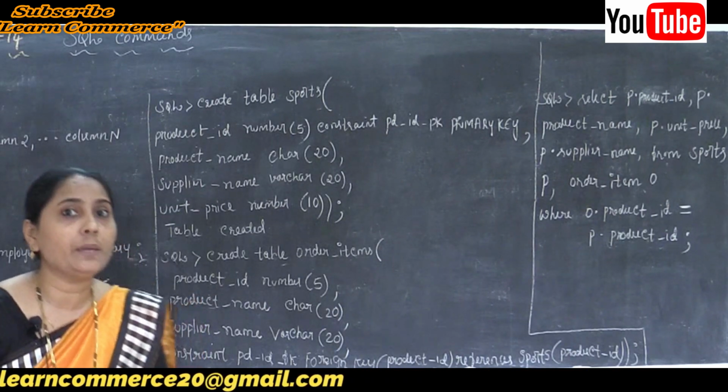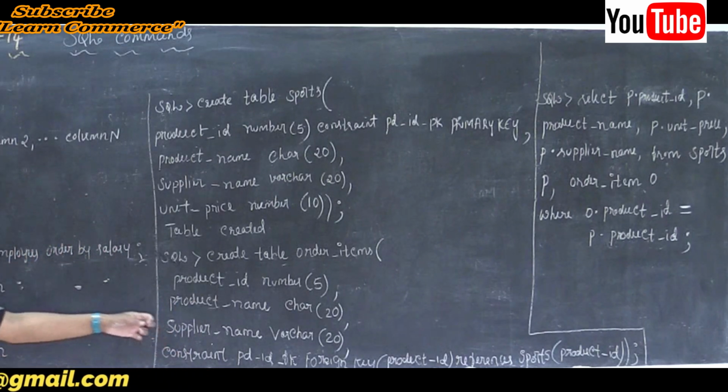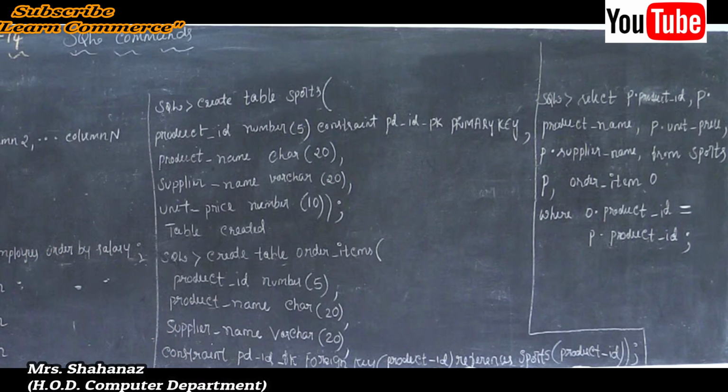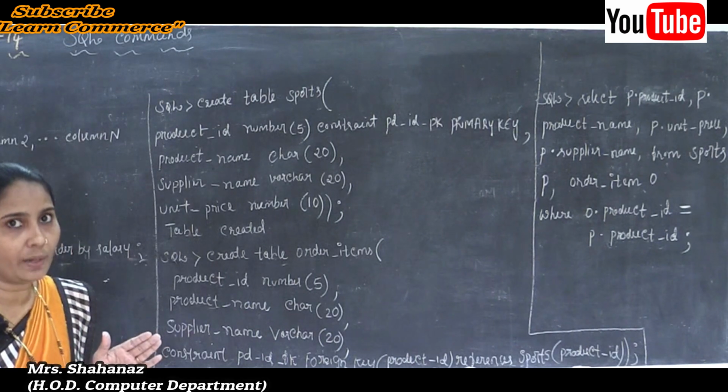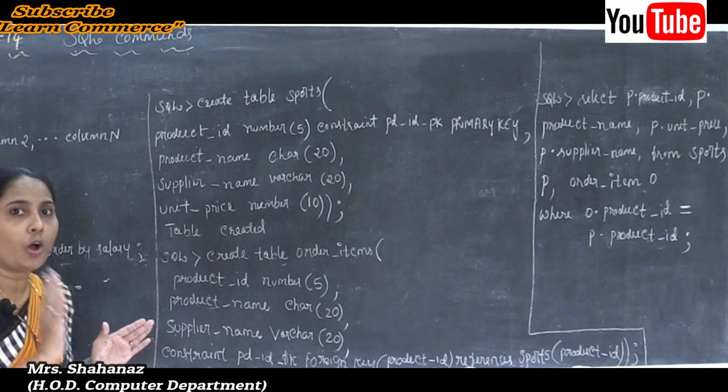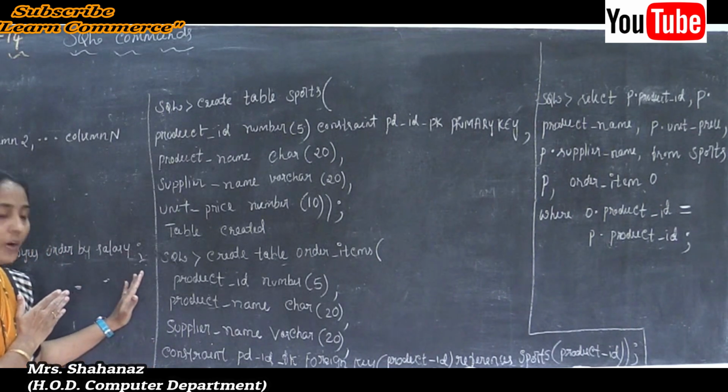So this is the meaning of the foreign key. That means here in one table it should be defined as the foreign key, in another table it should be defined as the primary key. So we are just going to establish the relationship from one table column to another table column by using our foreign key.